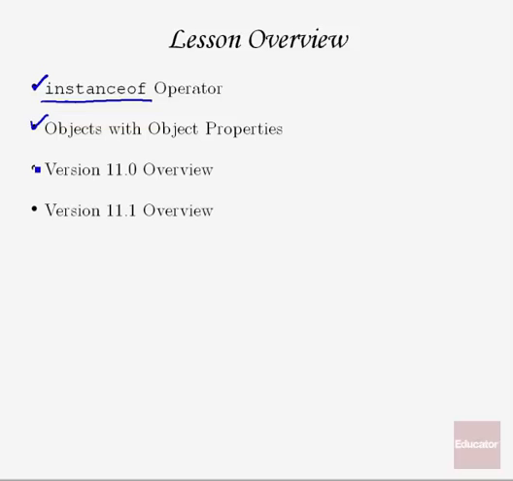Then we're going to go through two different versions of the web application. In version 11.0, basically what we're going to be doing is creating a shopping cart object. It's going to be called a cart. That's the name of the class. And we're going to use that to represent our shopping cart.